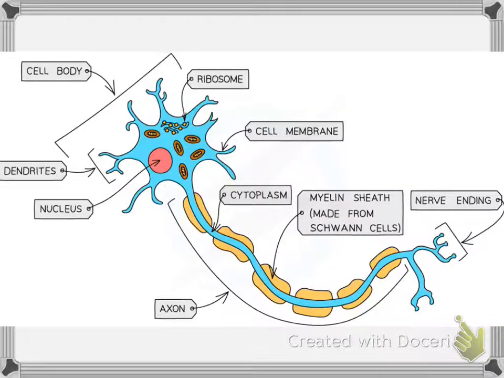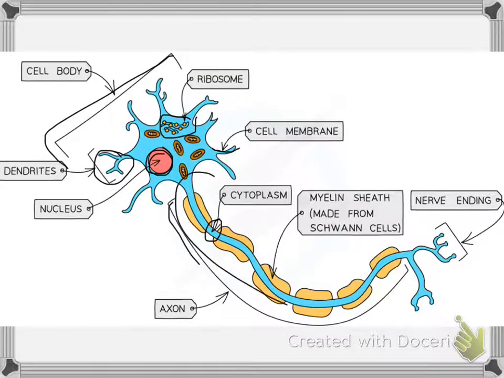This is a nerve cell. We'll be learning more about nerve cells in our coming topics. So this is the cell body. This whole thing is a cell body. And then this is the dendrite. This is the nucleus. These are ribosomes. Then this is the cell membrane. This is the cytoplasm. This whole lengthy thing you see is an axon. Then this is a myelin sheath. It's made from Schwann cells. And these are the nerve endings.